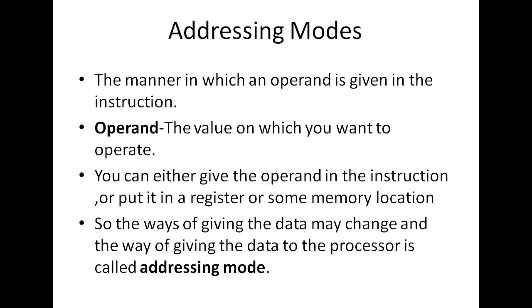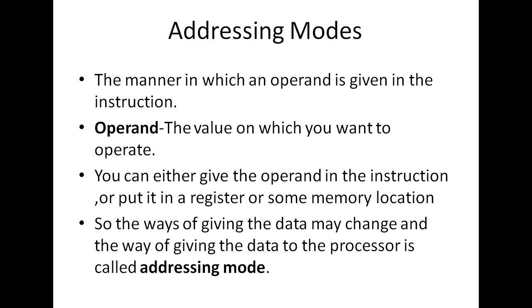Okay, now let me give you an example. Suppose you want to add a number 25H. So your 25H is called the operand. Okay, so how will you give this operand to the microprocessor? That is, how you are going to tell the microprocessor that your operand is 25H is what is called addressing mode. Clear?